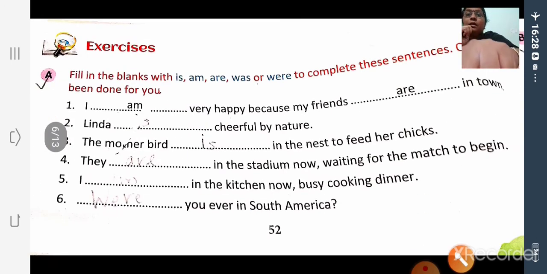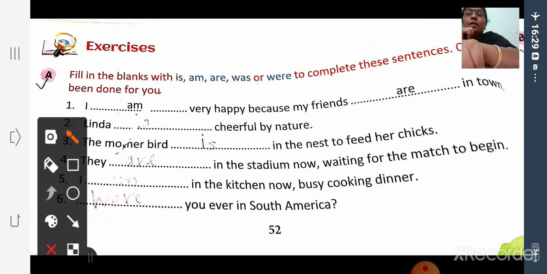Okay, now fill in the blanks with is, are, was or were to complete these sentences. An exercise is given on page number 52. That is, fill in the blanks using be forms: is, are, was, were. I dash very happy. First you have to identify the tense of the sentence. Then according to that you have to select the auxiliary verb. If it is present tense, we can use is, are. If the sentence is in past tense, we can use was or were. So, I dash very happy because my friends dash in town. So I am very happy because my friends are in town.